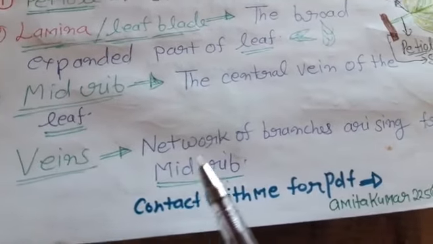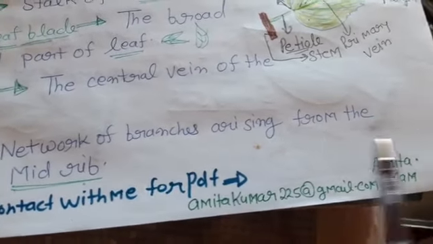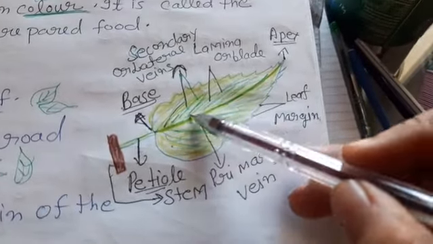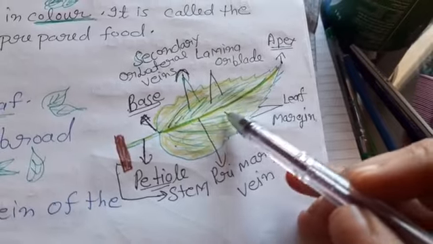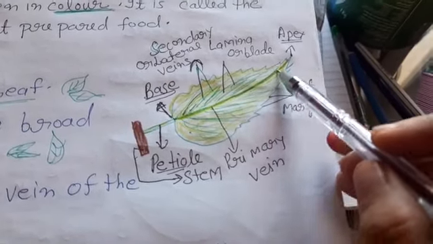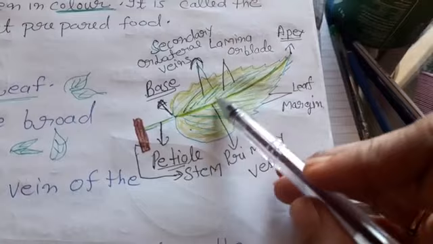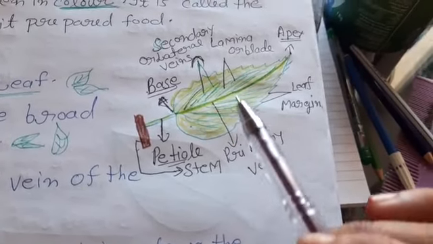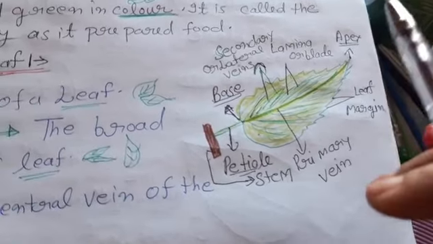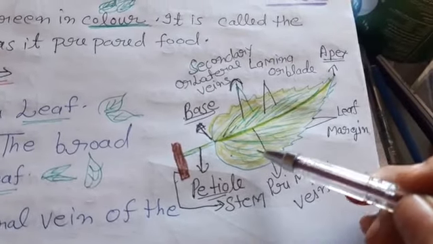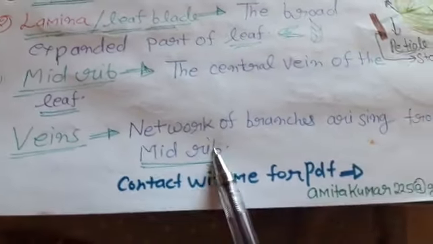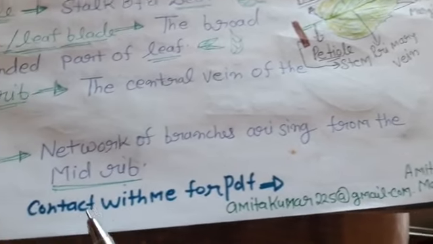Veins, a network of branches arising from the midrib. What are veins? Here we can see in this diagram the network of branches arising from the midrib. This is called the midrib, and the network of lots of veins that come from the central vein or midrib are called veins.